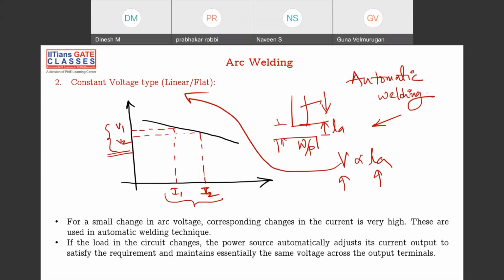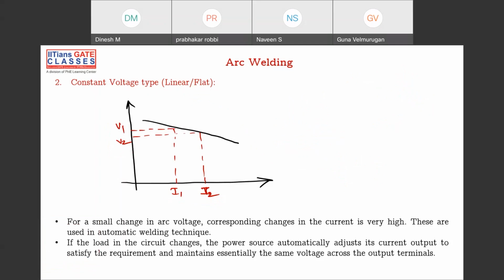Okay, so that is why these two settings are available in welding. Are you clear? Are you okay with these two settings? Yes or no? Constant current type is a drooping one, and constant voltage type is a flat one. Okay, fine.